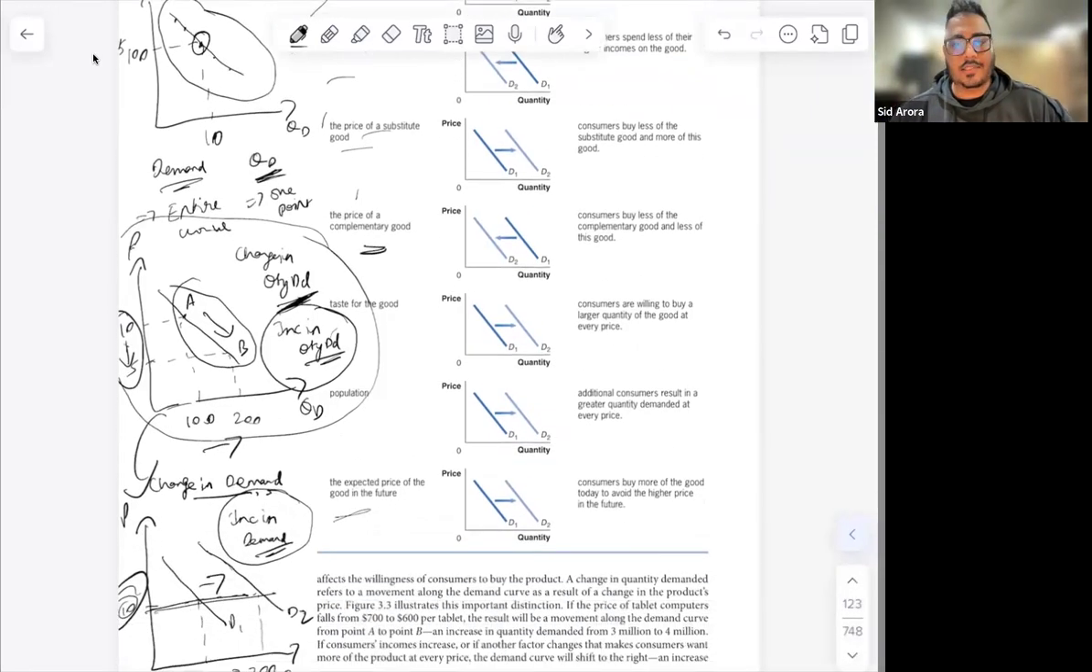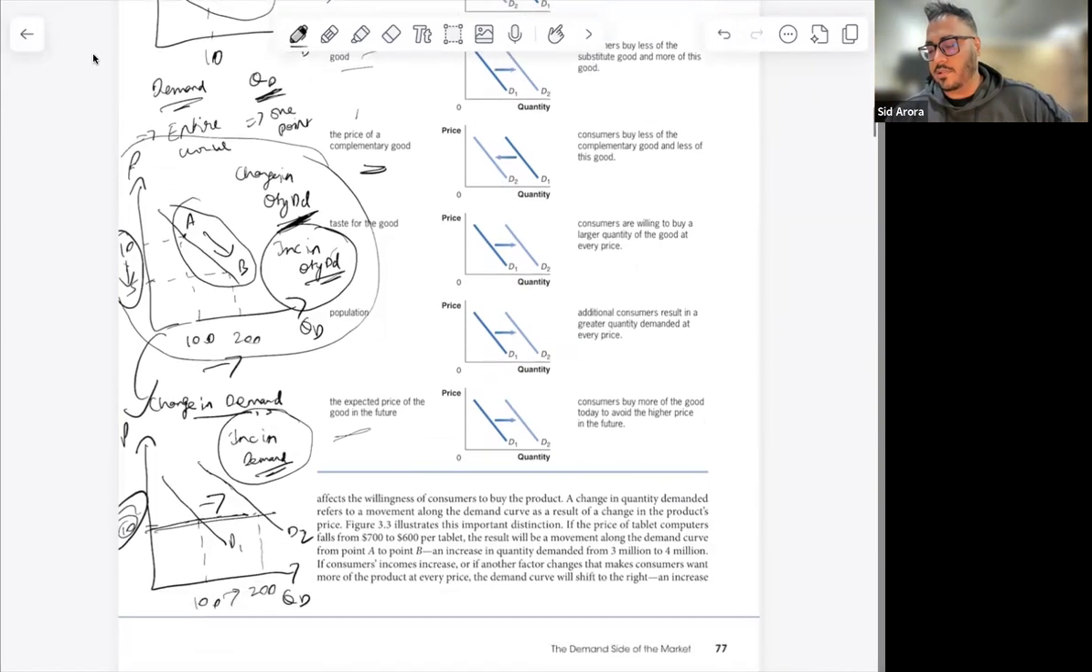So the more that you practice, the more problems that you go through, ideally, as soon as you read it, for example, if I say the price of a substitute good goes up, within a few seconds you should have the graph in your head. Okay, this is what the curve will look like.